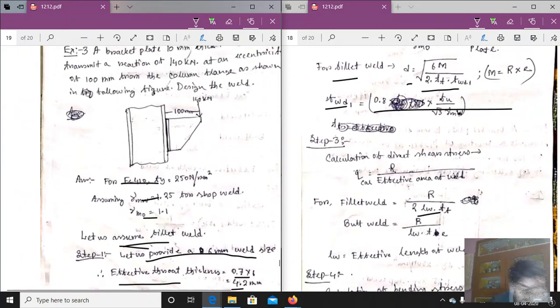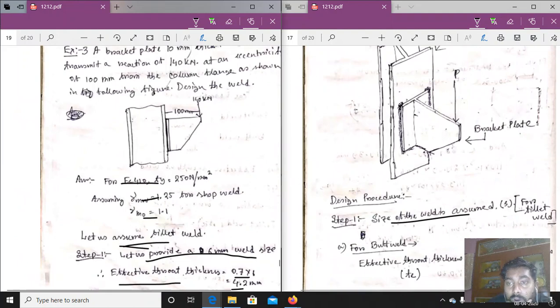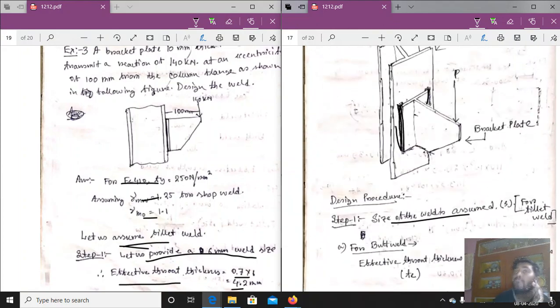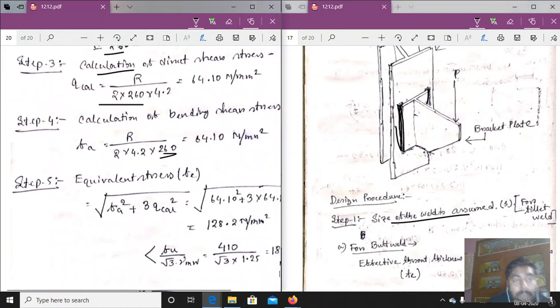Now coming to the length of the fillet weld. I have told you this formula: the length of the fillet weld will always be equal to that. This is one length of the fillet weld and this will be the other length of the fillet weld. So length means the depth of the bracket plate; the depth of the bracket plate is the length of the fillet weld. Putting the value of LW here, that is D, we get the length for the calculation of the bending.